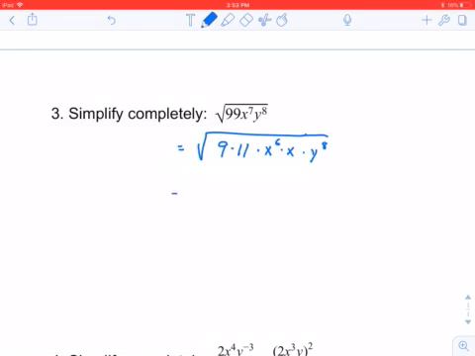Now let's go ahead and take any perfect squares. The square root of 9 is 3. The square root of x to the 6th is x to the 3rd. And the square root of y to the 8th is y to the 4th. So we have 11x remaining.